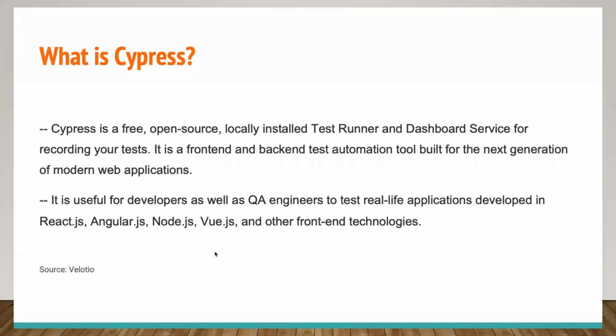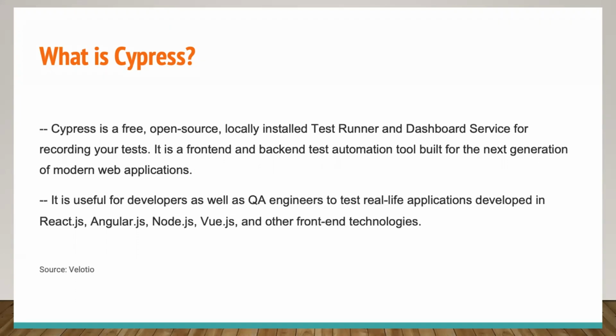What is Cypress? Cypress is a free, open source, locally installed test runner and dashboard service for recording your tests. That means we have a local test runner. The executions will trigger on the local test runner, and it will capture the records and screenshots as well. It's a front-end and back-end test automation tool built for the next generation of modern web applications. It's not only for front-end. We can use Cypress for API testing, database testing, visual testing, and accessibility testing. There is no limit. You can test all the layers of testing using Cypress.